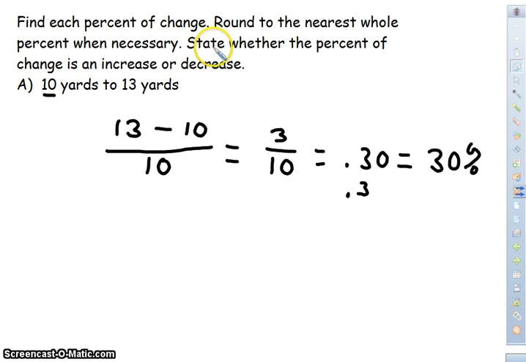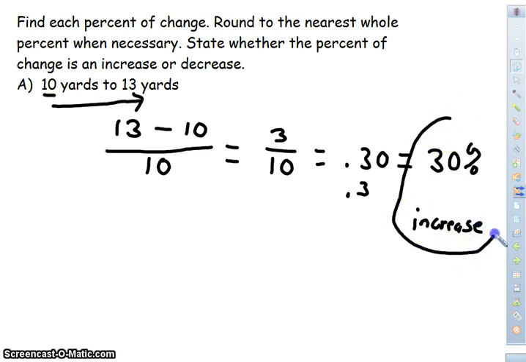Now, again, state whether the percent is an increase or decrease. Well, we're going from 10 yards to 13 yards. Is it getting larger? Yes. Therefore, it is an increase. So your answer is a 30% increase. If you have questions on this, please write them down, and we'll answer it tomorrow.